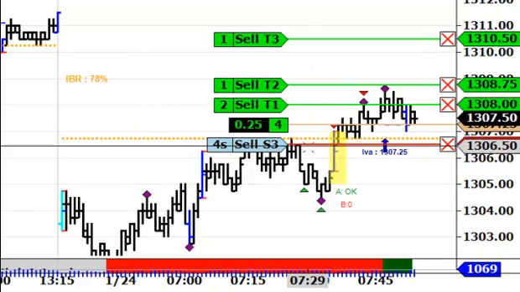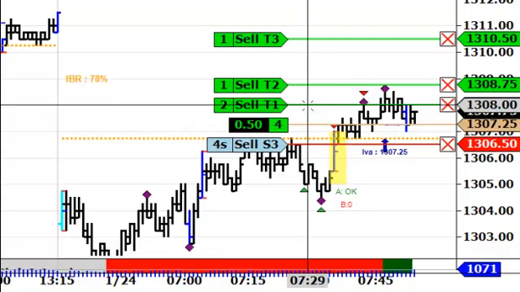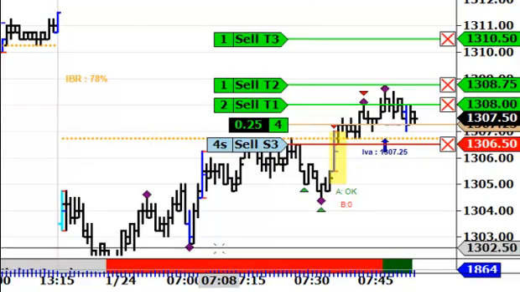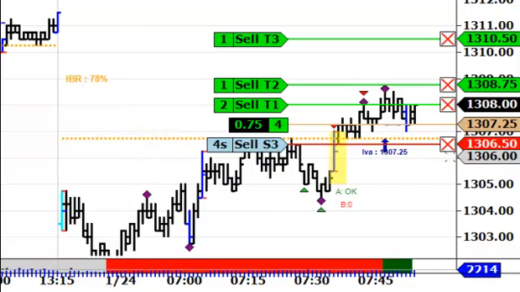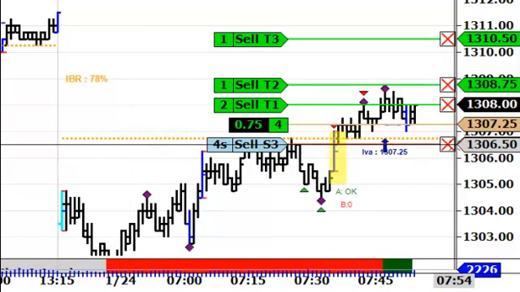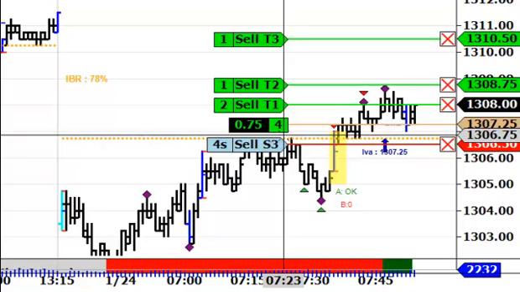We had risked 6 ticks initially. Now that the market has reached our first objective, which is just 3 ticks, our stop has moved up, and so now our risk is only 3 ticks. Should the market now turn around and hit 1306.50, you can see right here, we would lose 3 ticks on all 4 of our contracts.